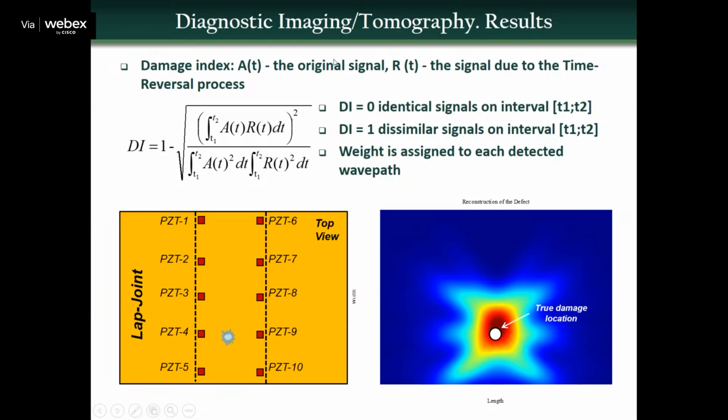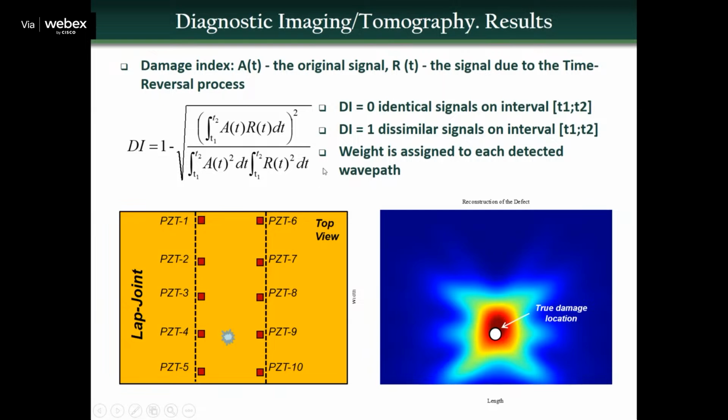original signal and time reversal signal. You are actually calculating the differences between the original and the time reversal, and with the normalization, 1 minus this square root term. So you can define your damage index to be 0 if they are identical, and if it is 1, then that's completely dissimilar, right? So this is a normalized damage index.